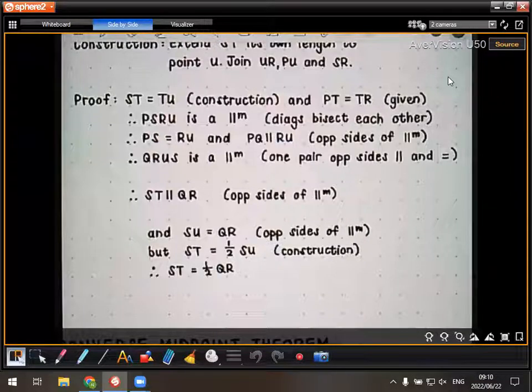If you are done, you can start writing the next heading: Converse midpoint theorem. Converse midpoint theorem, three words. It's under midpoint here. So we said midpoint theorem, now we're saying Converse midpoint theorem.